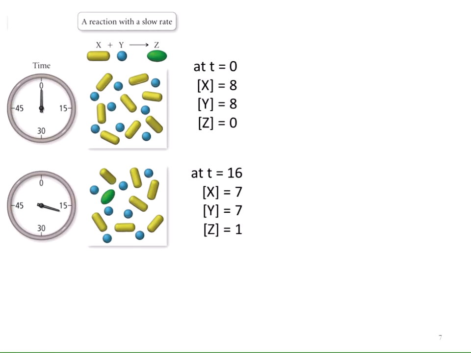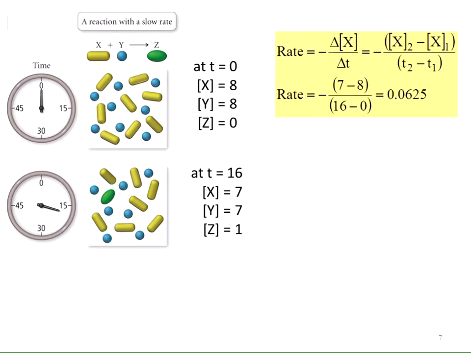So let's look at the data associated with the slow reaction a little bit more closely. We're looking at time 0 and time 16. So here we're looking at the change in the concentration of X with respect to time. Initially we had 8 of the reactants X, so the yellow cylinders, and at time 16 we now have 7. We lost 1. So the change in concentration of X is final minus initial, so that's 7 minus 8. And the change in time, we went from time 0 seconds to time 16. So 16 minus 0 is our change in time.